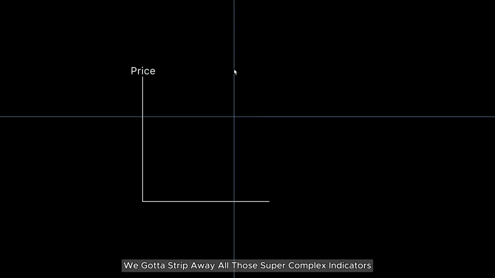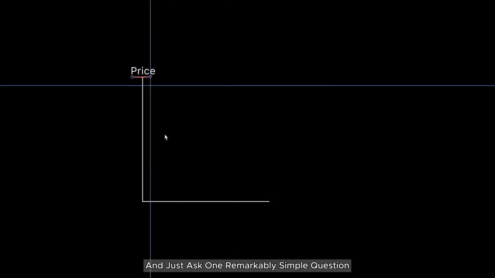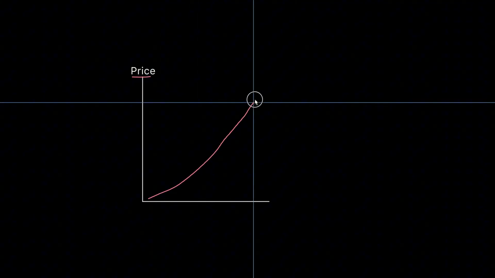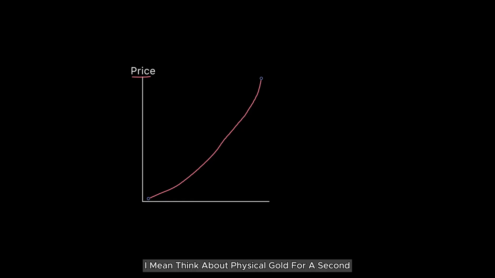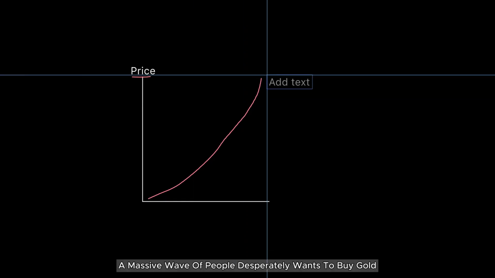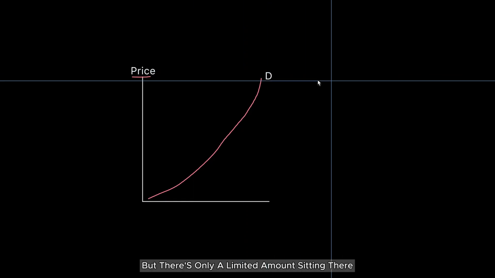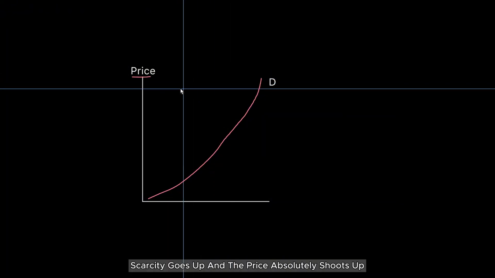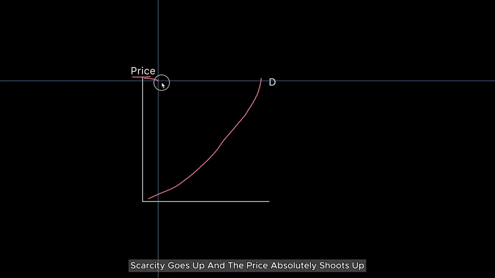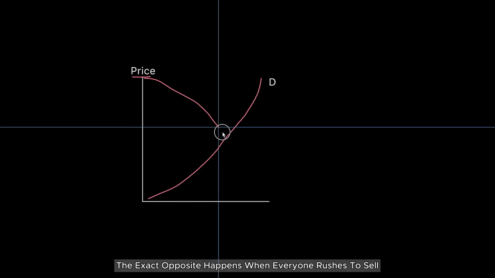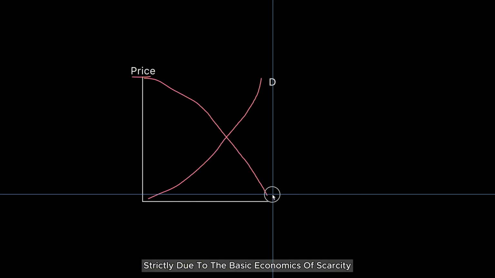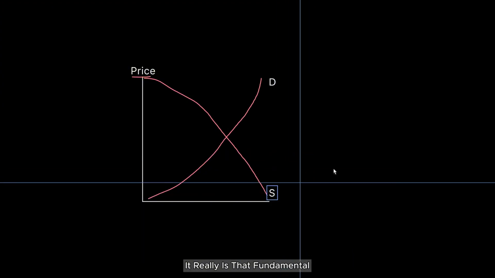To really get trading, we gotta strip away all those super complex indicators and just ask one remarkably simple question. Why does price actually move? I mean, think about physical gold for a second. If suddenly a massive wave of people desperately wants to buy gold, but there's only a limited amount sitting there ready to trade, what happens? Well, the supply drops, scarcity goes up, and the price absolutely shoots up. And the exact opposite happens when everyone rushes to sell. Price moves strictly due to the basic economics of scarcity. It really is that fundamental.